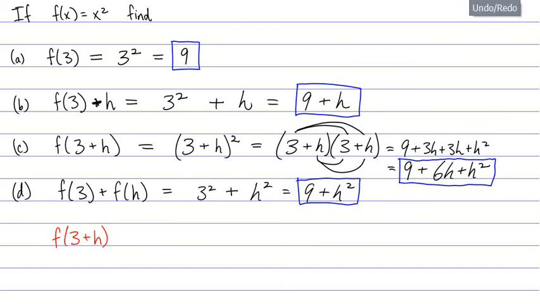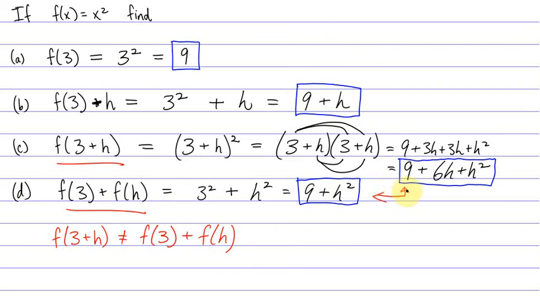Another common error that occurs is we'll take, again, the thing given in part C, and we'll sometimes distribute the function and turn this into f of 3 plus f of h, but that is not allowed either, right? And that is why part C and part D, though they look like they ought to give the same answer, you can see here that they do not.